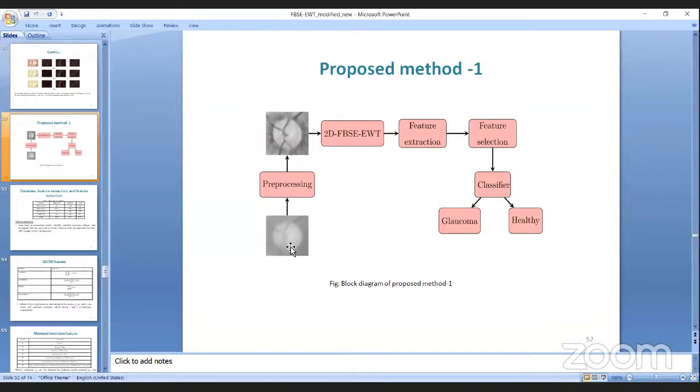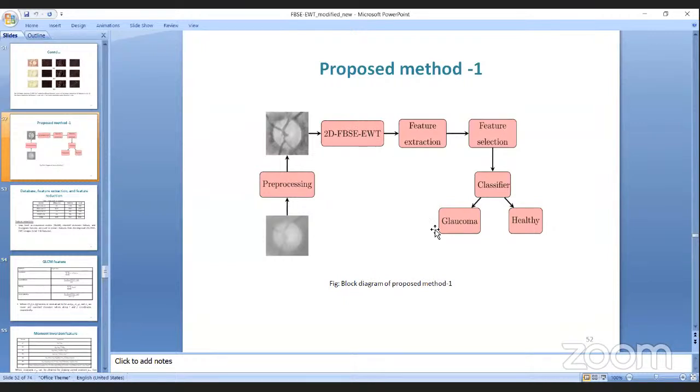So you have here the green channel of the fundus image. Then we have applied pre-processing, which will enhance this green channel fundus image and make it suitable for further processing. And once you have this pre-processed image, then we apply the two-dimensional Fourier-Bessel series expansion based empirical wavelet transform, which will give you 4 subbands for each image.